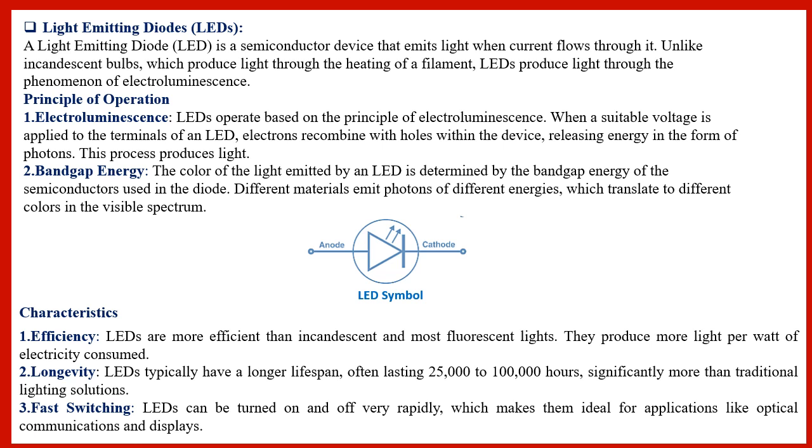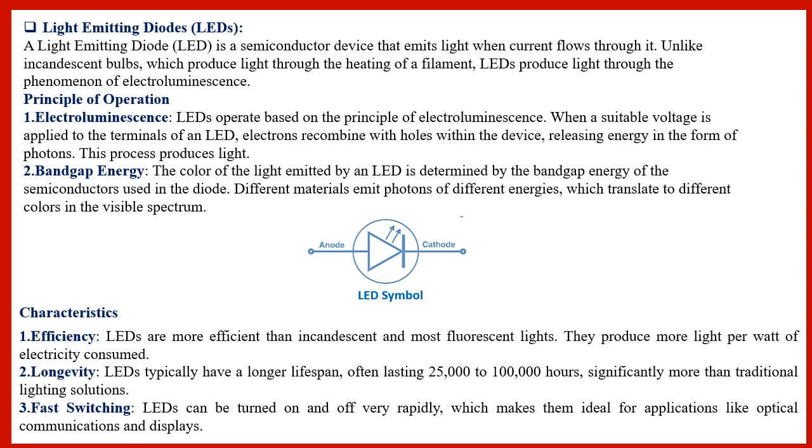The color of the light emitted by an LED is determined by the band gap energy of the semiconductor used in the diode. Different materials emit photons of different energy, which translate to different colors in the visible spectrum. The characteristics of an LED depend on its efficiency, longevity, and fast switching. This is the symbol of a light emitting diode, which shows a PN junction and an arrow corresponding to the emission of light, and an LED always works in forward biasing.